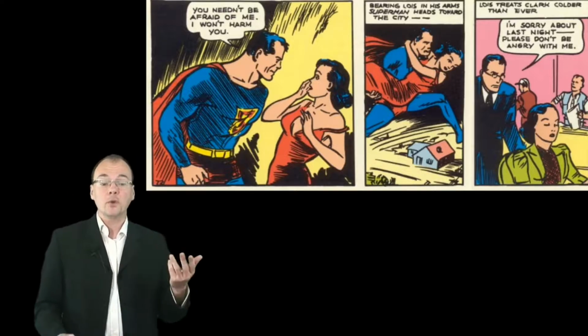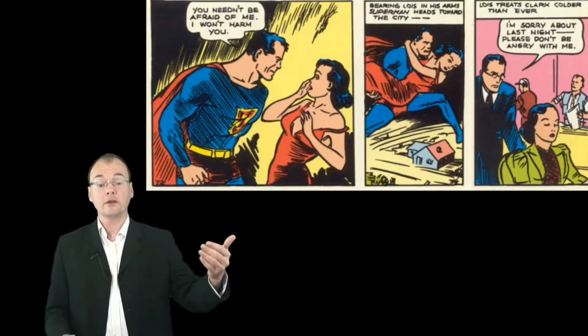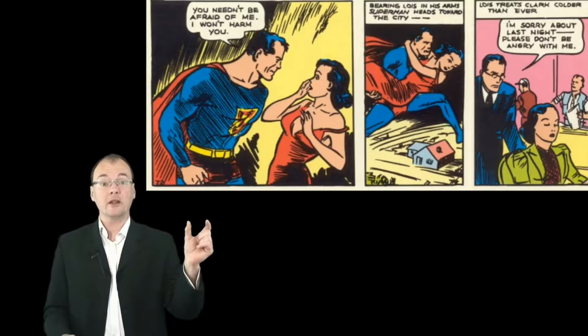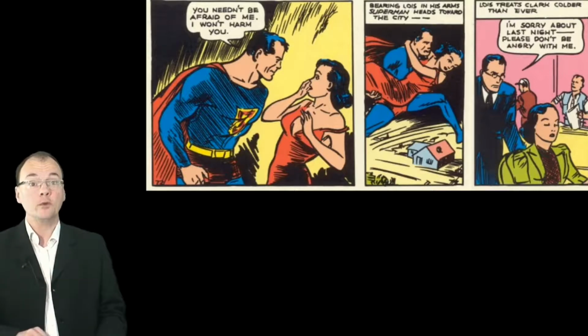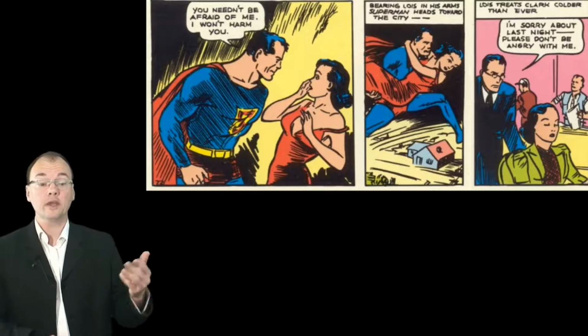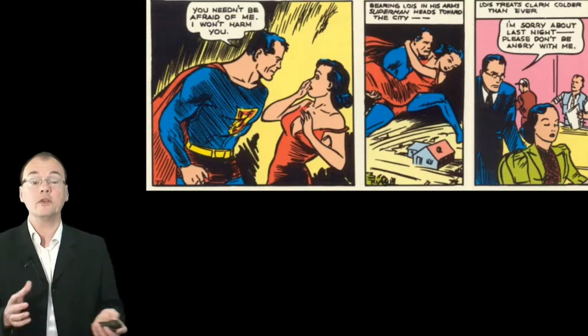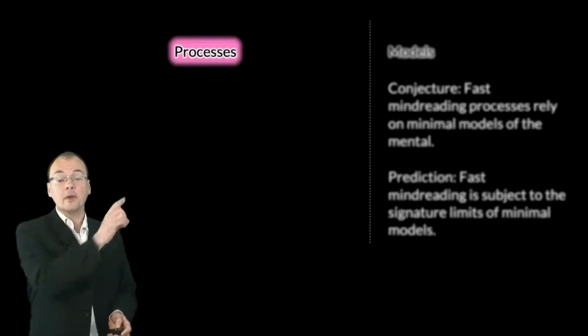So you and I, we can read the comics, we can watch the film, it all makes sense to us because we're able to keep track of Lois's false belief about Superman and Clark Kent being two, where really they're one. But if you were using the minimal model of minds and actions, you should fail this test. You should not be able to make sense of the film or the comic. You wouldn't see the attraction of it at all. There's our signature limit. Now, what about processes?